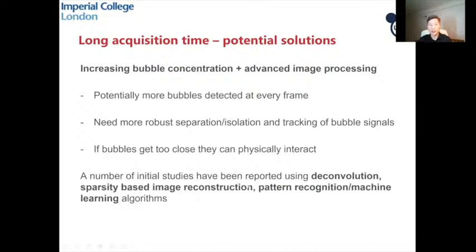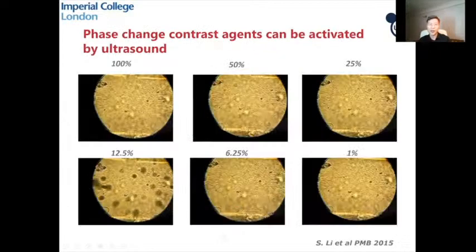So a number of initial studies have been reported using different techniques like deconvolution, sparsity-based image reconstruction, pattern recognition, and machine learning algorithms to deal with a higher concentration situation. But here I am introducing to you another potential solution to this long acquisition time problem, which is to use this so-called phase change contrast agent.